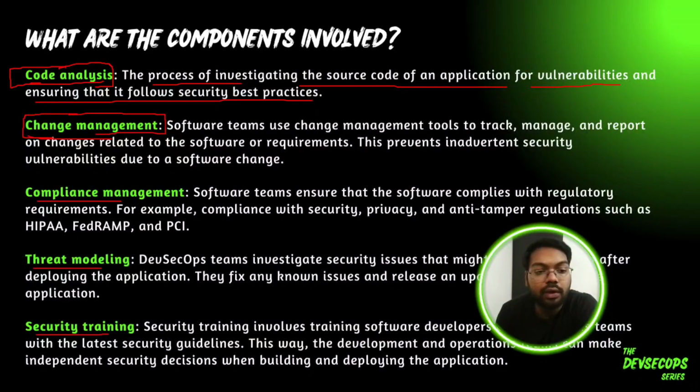Then change management, what is it? Software teams use change management tools to track, manage and report the changes related to the software or requirements. So, a software, once it is developed and deployed, never remains the same. It should be updated to the latest trends or latest usage, and there are some additions to it. So the change is inevitable and it should be managed. You should keep track of the changes, who did it, and when they were done, and manage and report all these changes. What it helps is that it prevents inadvertent security vulnerabilities due to software changes.